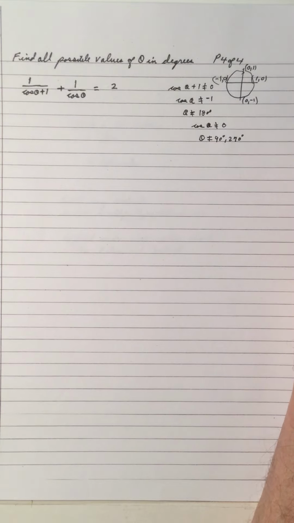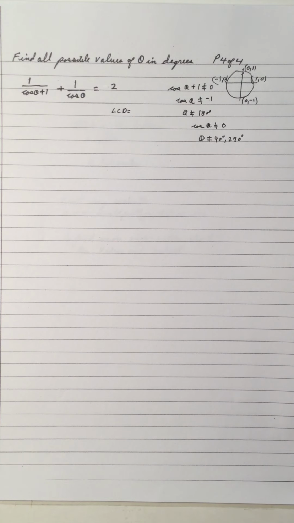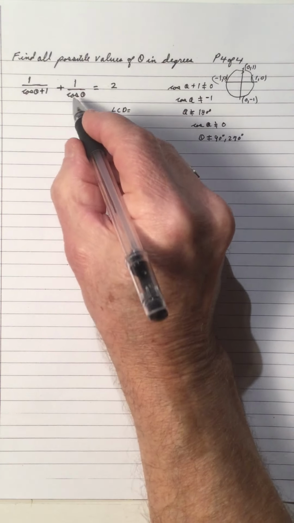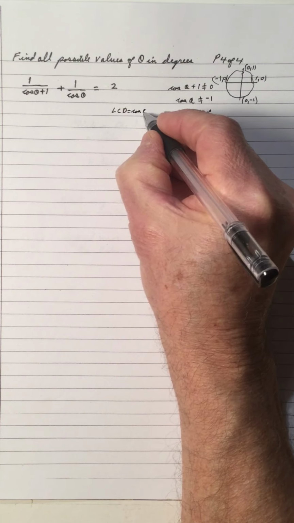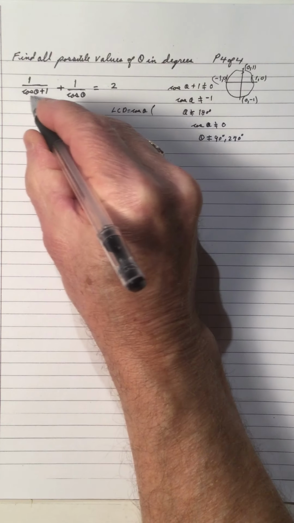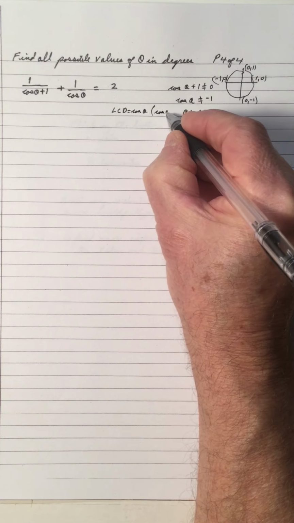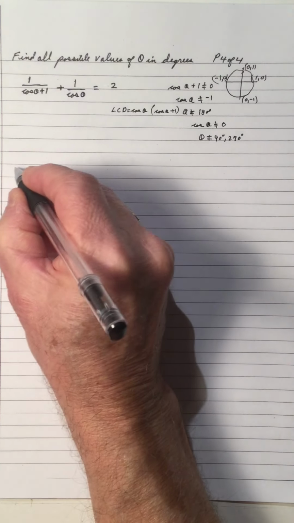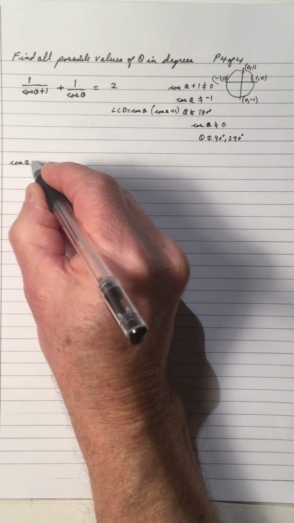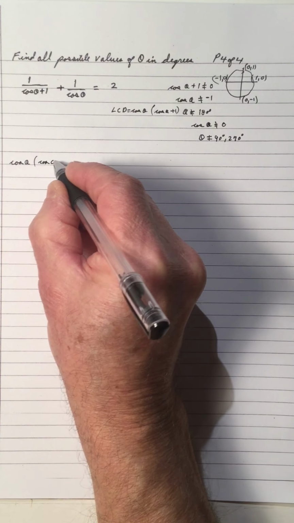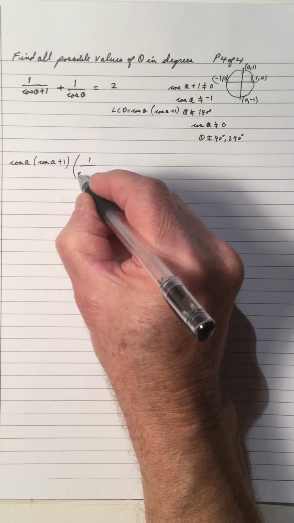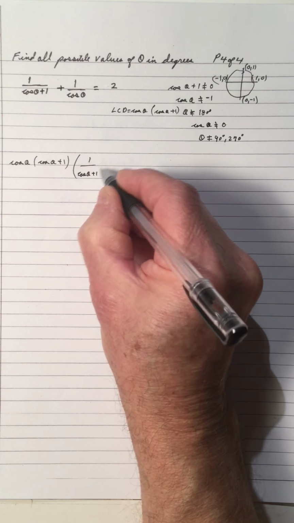So let's continue. We have an LCD because we have fractions. So the best way to solve an equation with fractions, I find, is to multiply through by the LCD. So the LCD is cos theta, which is this denominator, times cos theta plus 1, because they're different denominators. So let's go down here. Let's take cos theta and cos theta plus 1 and multiply by 1 over cos theta plus 1.